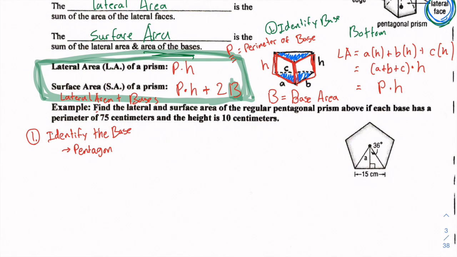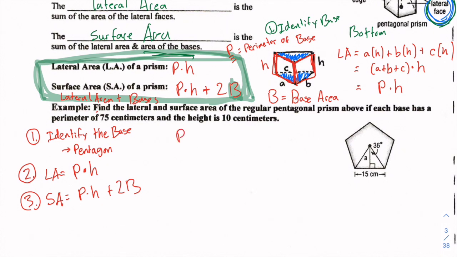Identify the base. Second, you do want to find the lateral area, which is the perimeter of the base times the height. And then step 3, you just combine that to find your surface area, which you're just adding 2 times the base area. So let's kind of break this down here.